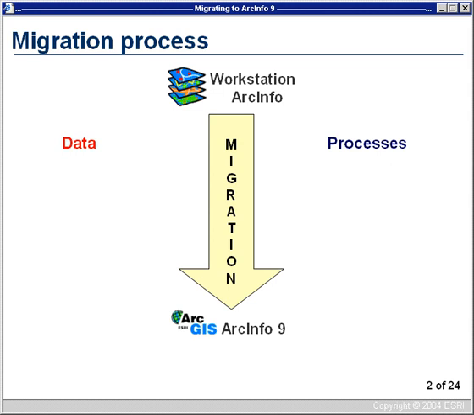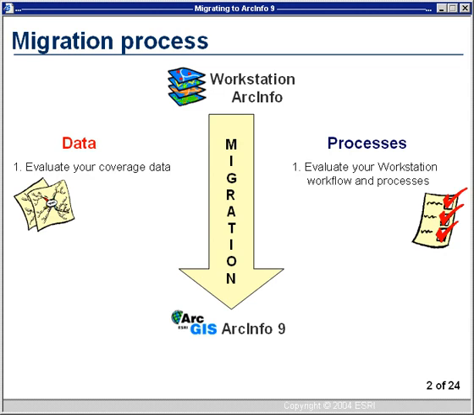The migration process will require you to migrate both data, older legacy data structures such as coverages, shapefiles, libraries, or ArcStorm data, but also to migrate your workflow processes. In other words, your methods of editing, your methods of mapping or map creation, and your methods of producing outputs such as high-quality cartographic maps and so on. Each of these topics, data and processes, will be covered in subsequent topics within this workshop.